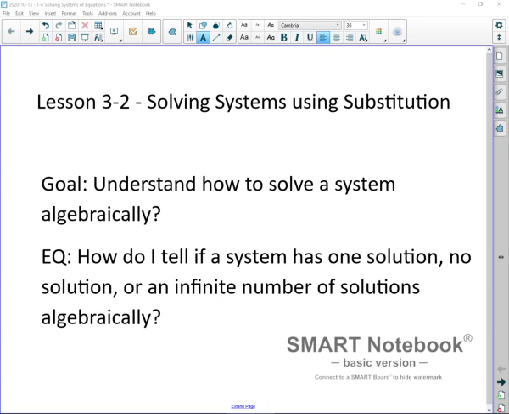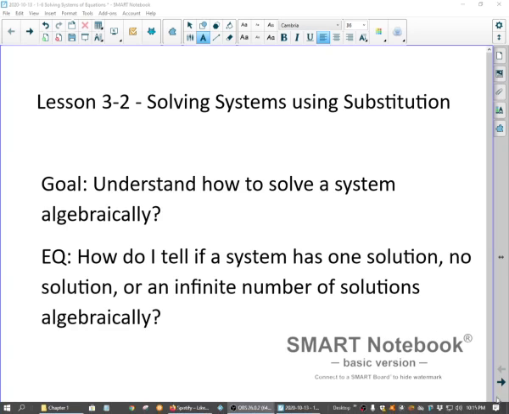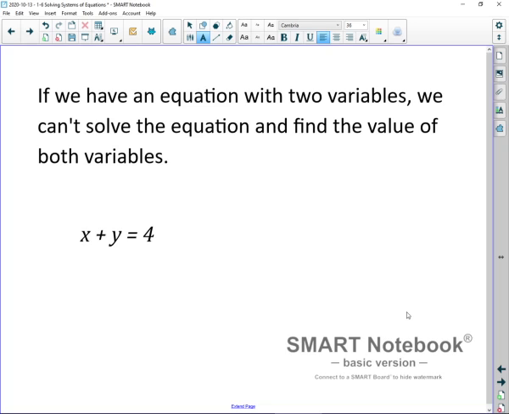Graphically it's easy to tell, but what does that look like algebraically? So as we're just working on solving problems, what does that look like when we run into one of those special cases? So that's what we're going to look at today, in addition to looking at some methods for solving a system algebraically.